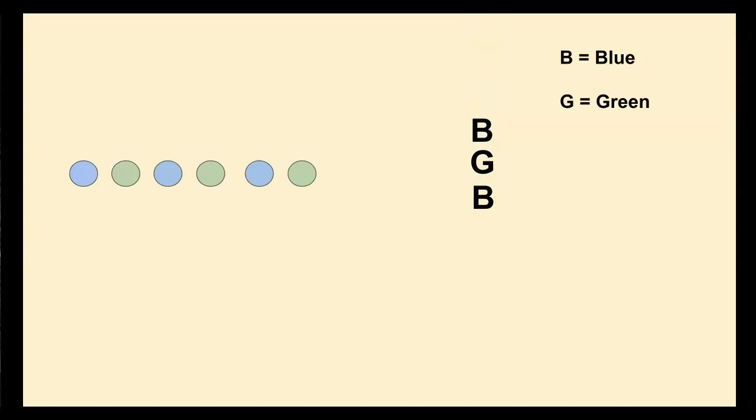If you said this was a pattern, you're absolutely right. And patterns are very much related to loops. If we were going to write this pattern in code, we might designate the letter B to be the code for blue and G to be the code for green. So if I'm writing my code, it might look something like this. Again, blue, green, blue, green, blue, green.